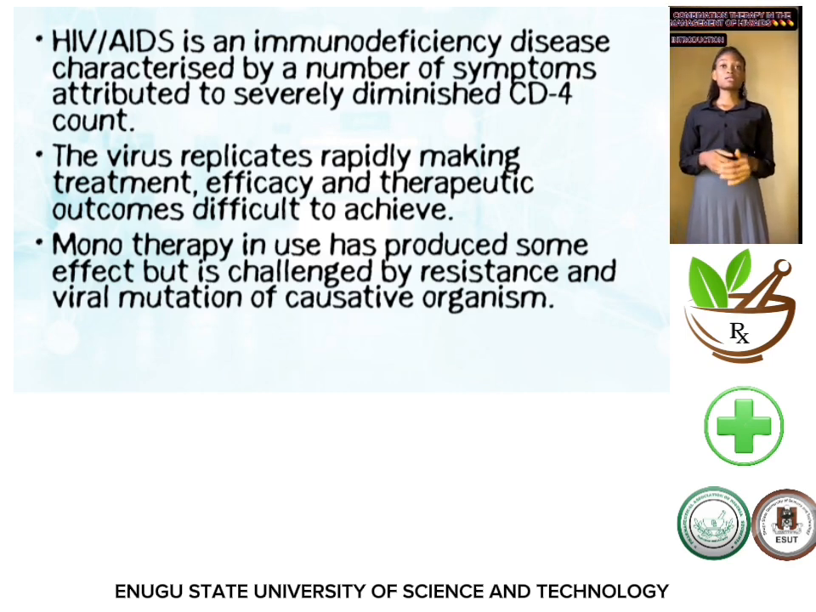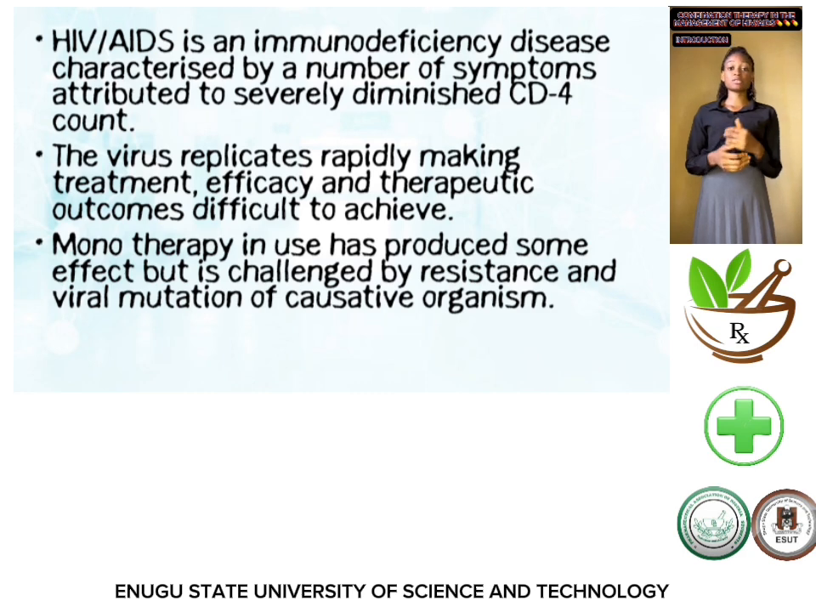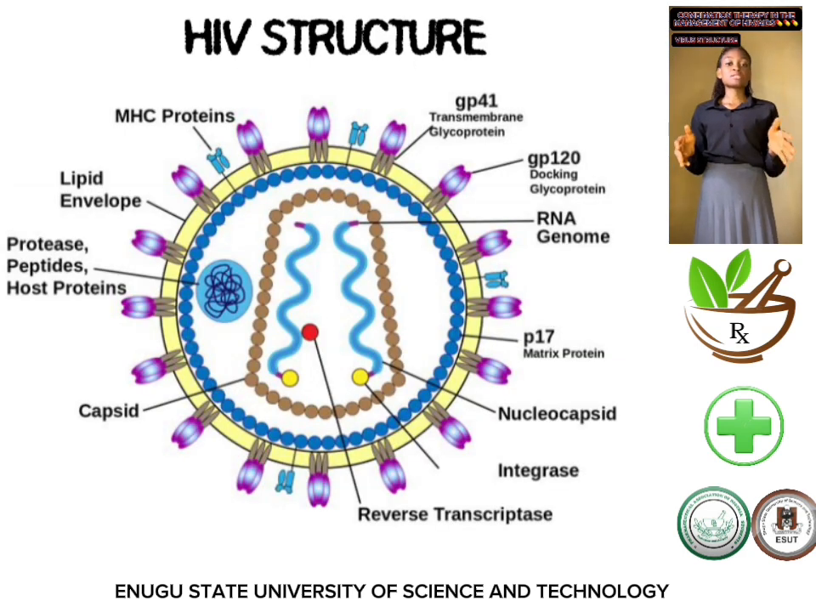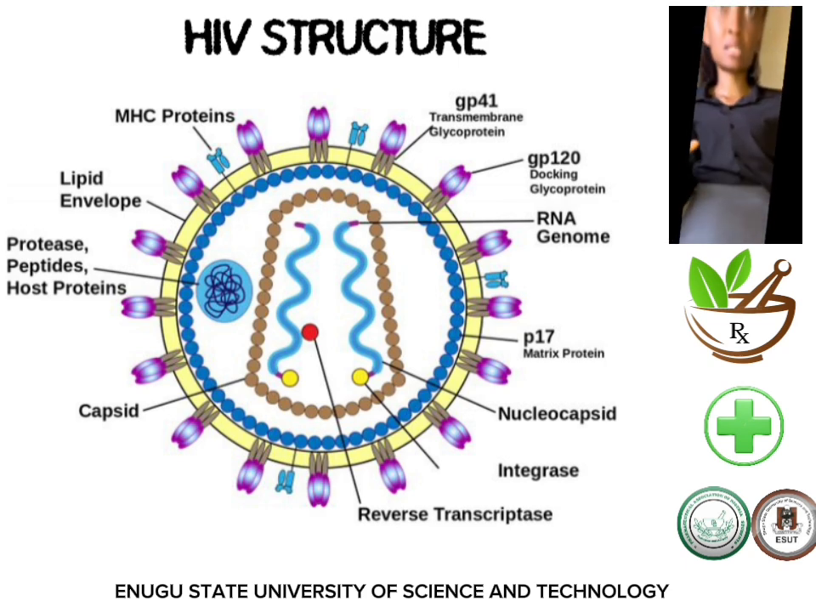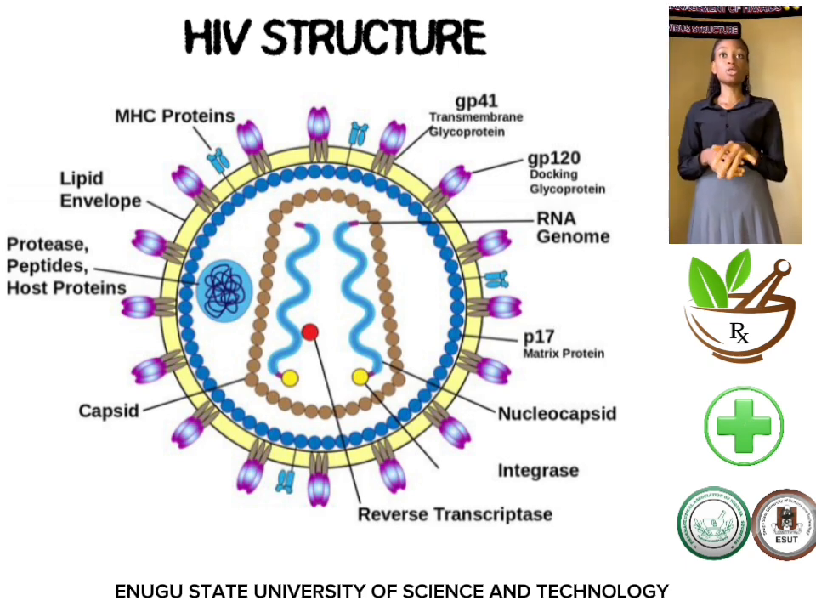Monotherapy has had some effect, although challenged by resistance and viral mutation of the organism. Now, the viral structure is known to have a spherical shape with major histocompatibility proteins, and it also has an envelope which covers the nucleocapsid.